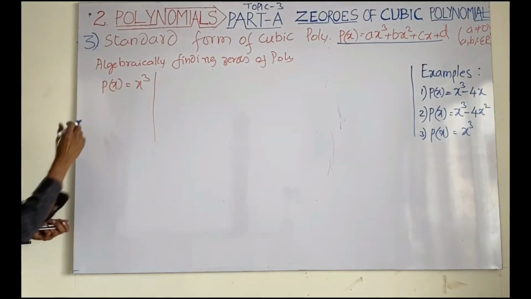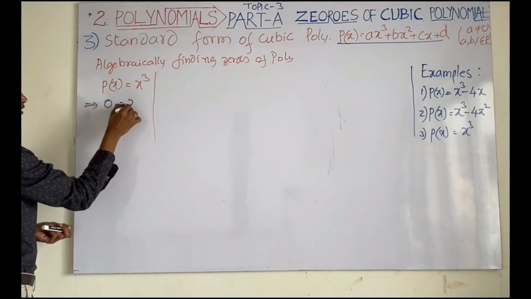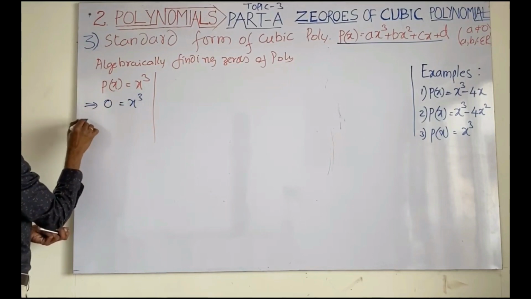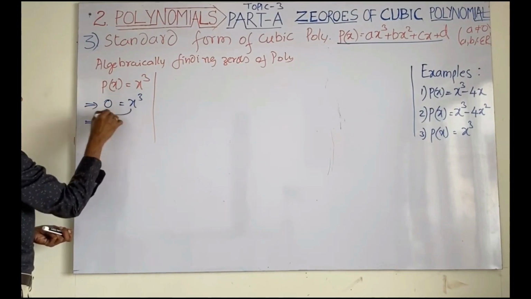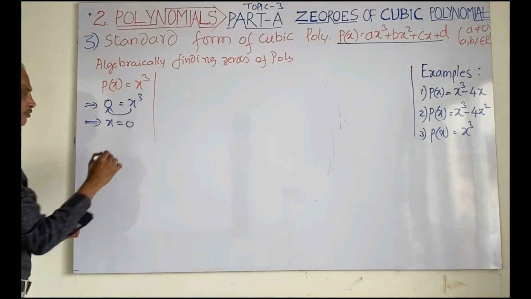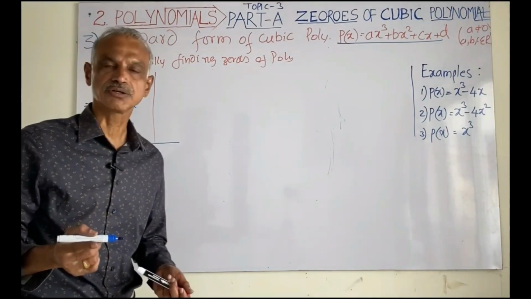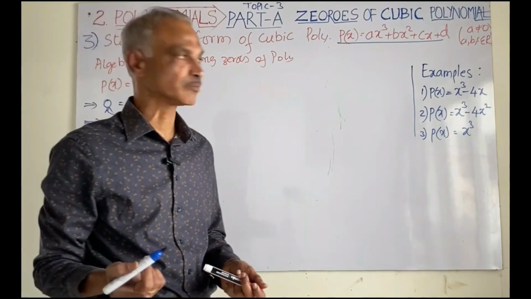See, the value of x for which p of x is equal to 0. X cube is equal to 0. You are getting x cube is equal to 0, which means x is equal to 0. So we get only one zero. P of x is equal to x cube has only one zero.